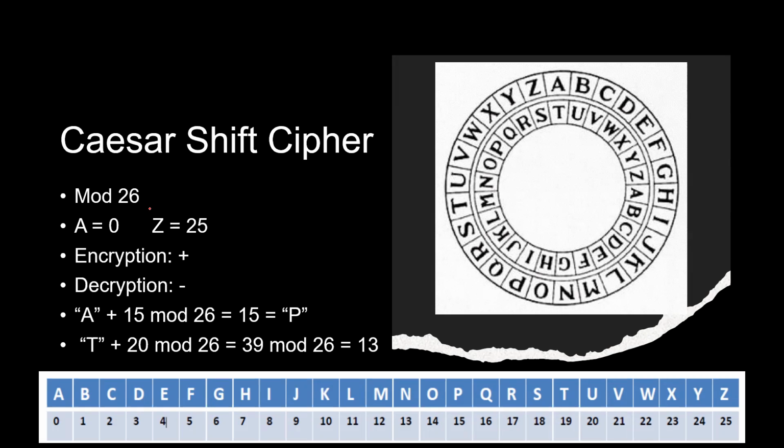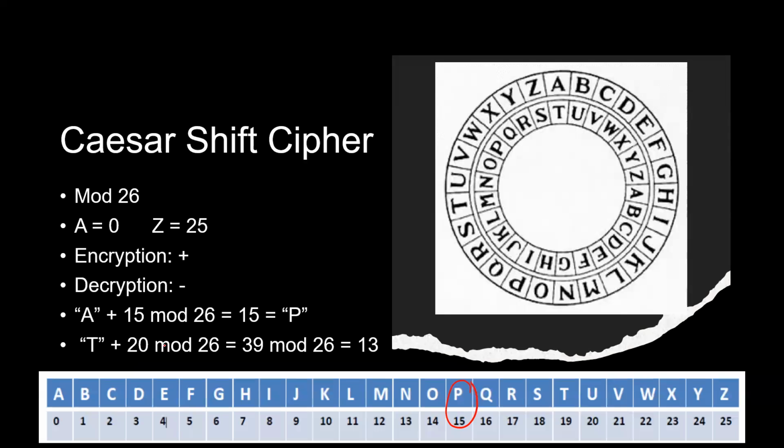But in this example that I've written here, A, which is 0, plus 15, mod 26. So 0 plus 15 is 15, and since 26 can't go into 15, it's just going to equal 15. So down the line, we have 15 being P. And the same thing with T.